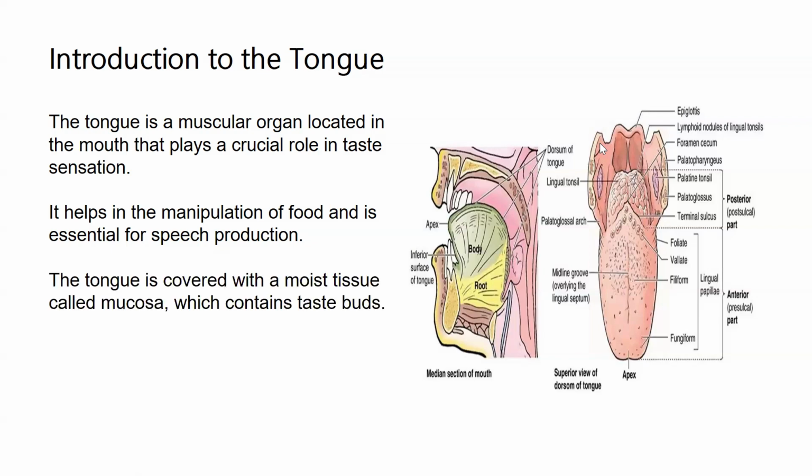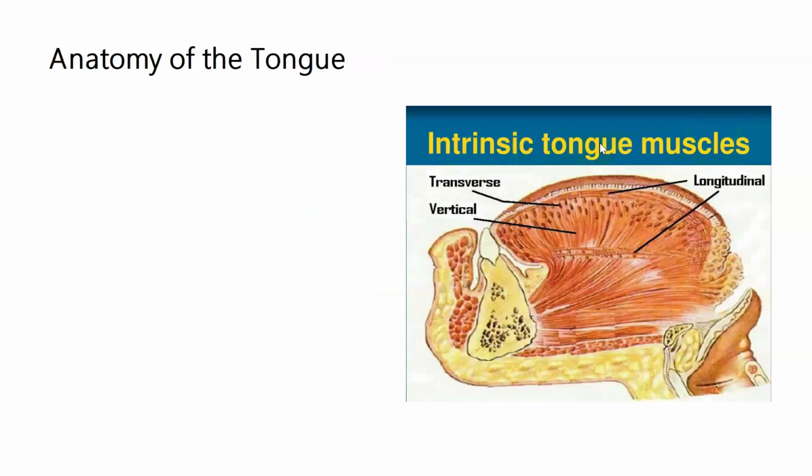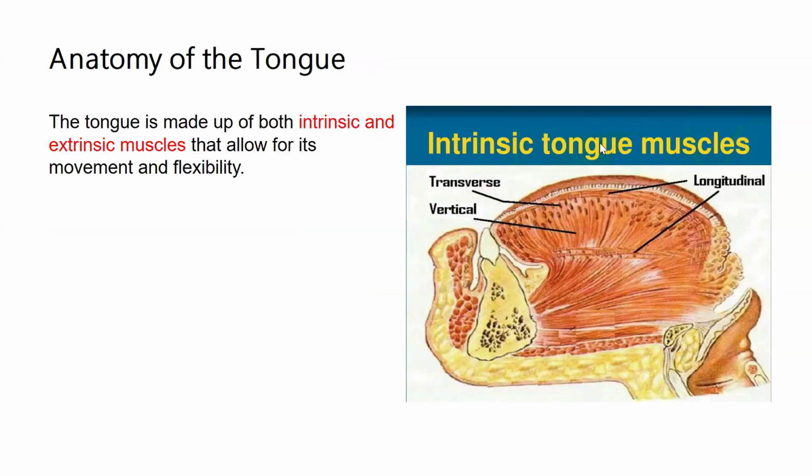So the tongue is covered with a moist tissue called mucosa, which contains taste buds. Very importantly, this moist tissue that covers the tongue is called mucosa, and this mucosa also contains taste buds. Let's see actually, ladies and gentlemen, as we said, the anatomy of the tongue: we have posterior and anterior.